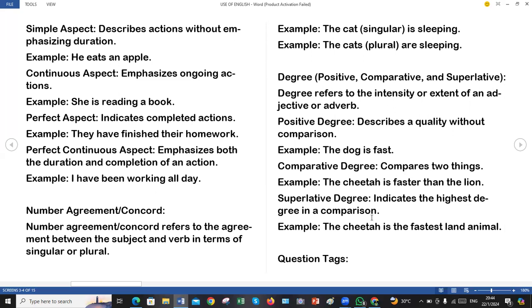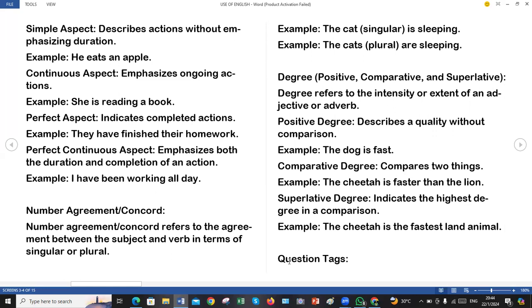Superlative degree indicates the highest degree in comparison. Now, this one compares more than two, three, four, five, millions of people. So it's the highest degree in comparison. The cheetah is the fastest land animal. She is the most beautiful amongst her sisters. So I'm just looking at either the highest or the lowest. Let's say she is the slowest amongst her sisters. Like I said, we'll minimize time.